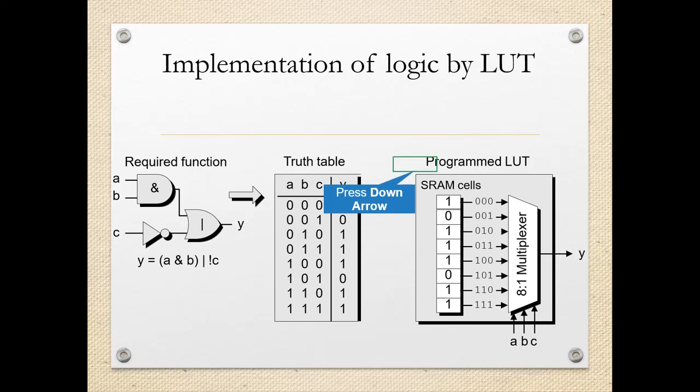The multiplexer select inputs are nothing but the inputs of the logical expression, that is ABC. So if ABC is 0, the first location of the SRAM cell will be read, and that will be given as the output. If ABC are all 1, then the last location of SRAM will be considered, and that will be outputted as the Y. In this fashion, the logic will be implemented using the lookup table in the FPGA.